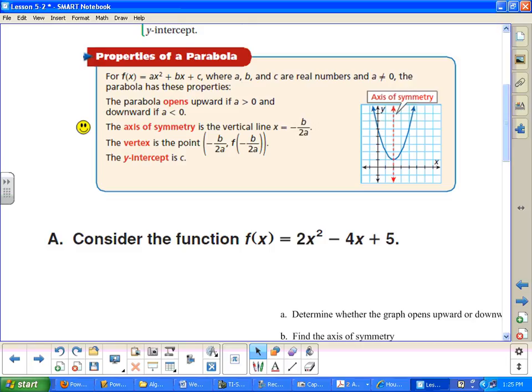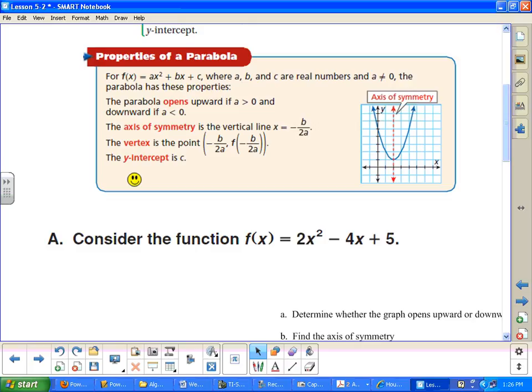The vertex then, so once we know the axis of symmetry, that tells us the x value for the vertex. Then to find the y value for the vertex, we'll just take that x value and put it back in for x, and that'll give us the y value. So the vertex is found by negative b over 2a, and then once we get negative b over 2a, we'll take that number, put it in for x, and that'll tell us the y value for the vertex. And then the y-intercept is c.